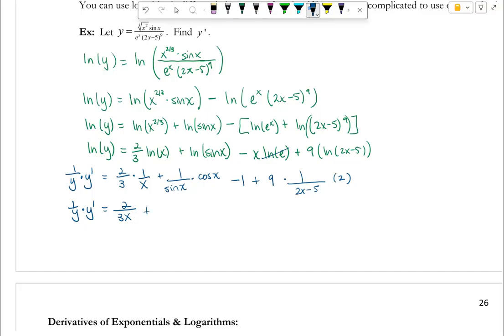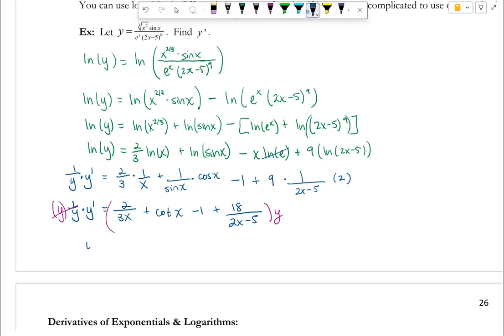Again, we have cosine of x divided by sine of x. That's just the cotangent of x. I have minus 1. And then in my last term, I could multiply that 2 and that 9 and think of that as 18 over 2x minus 5. So finally, I really don't want that 1 over y. I'm going to multiply both sides by y.